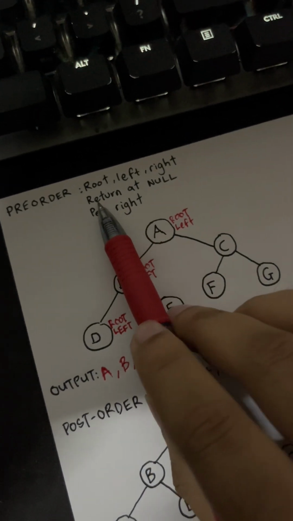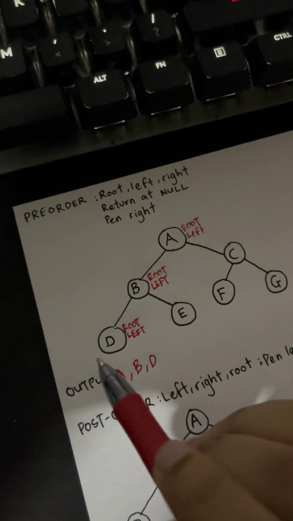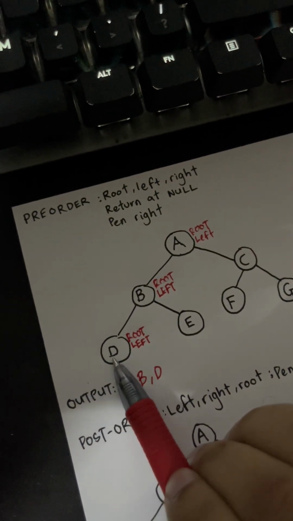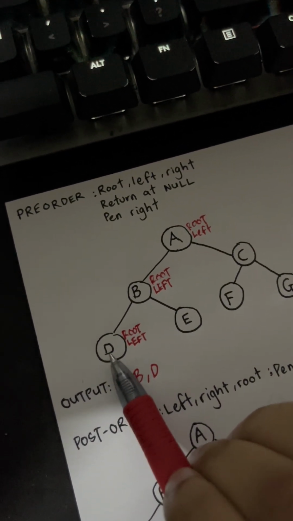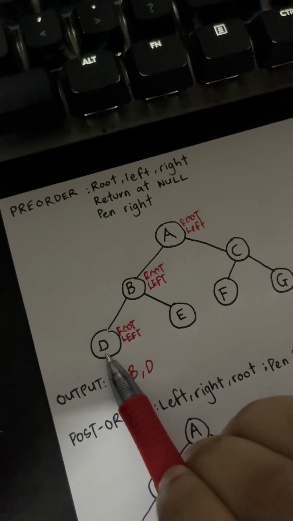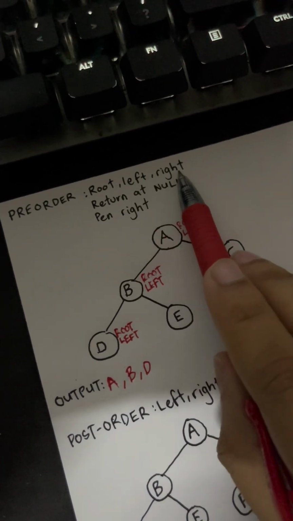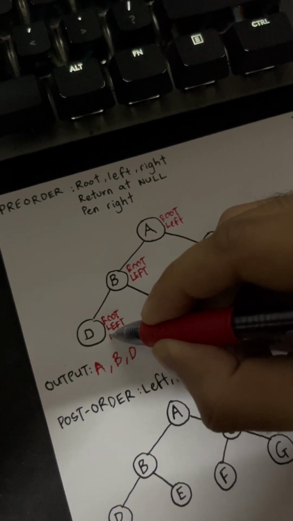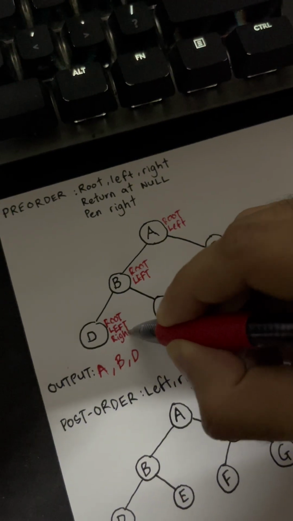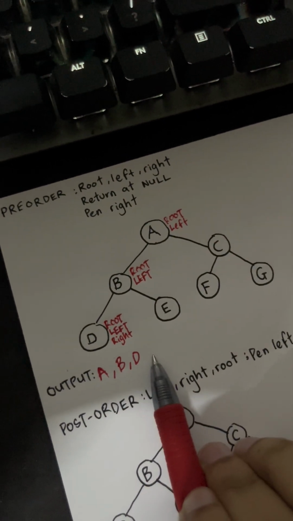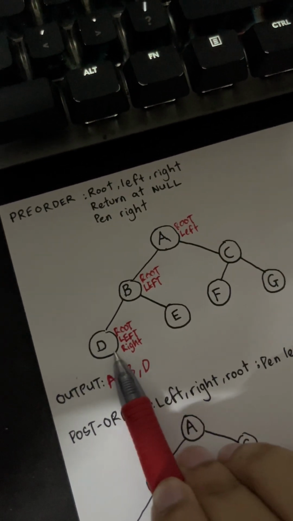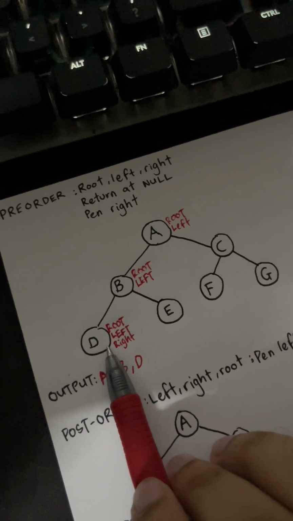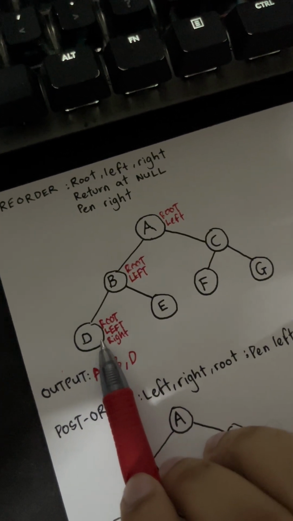And our rule says to return at null. So we will return, right? We're back at D. And now the last instruction left to do is right. So here, go right. Again, if we try to go right, it is null. So we return. And once we have returned, we have executed all of these steps.